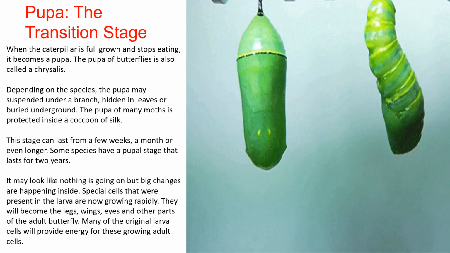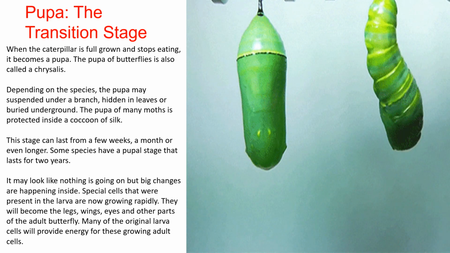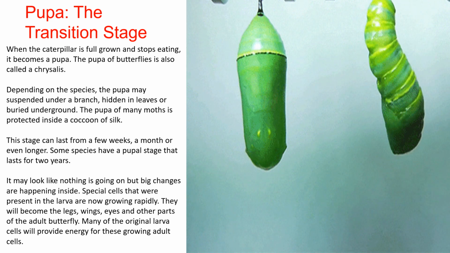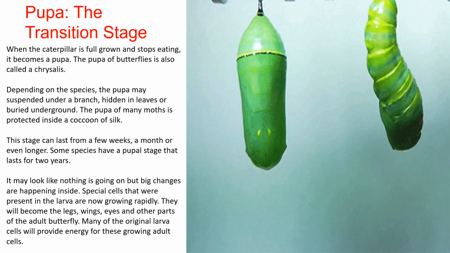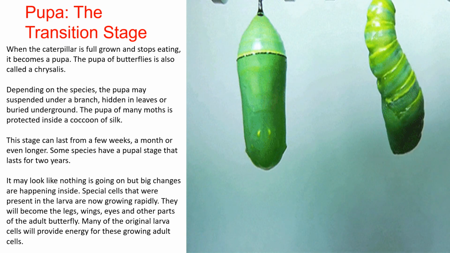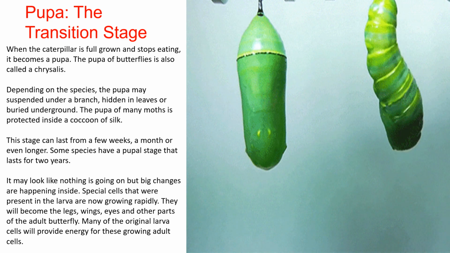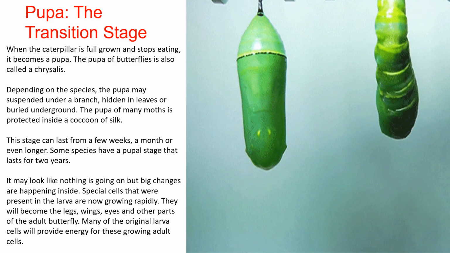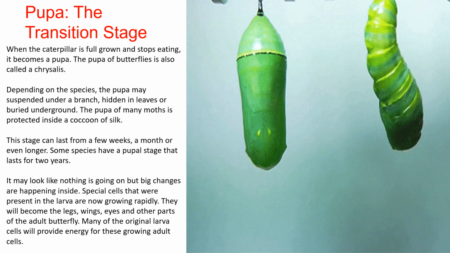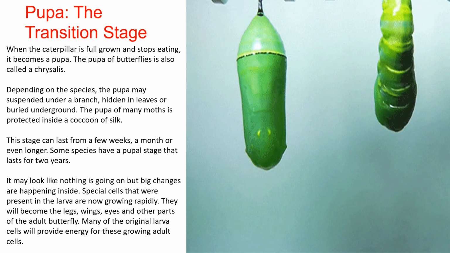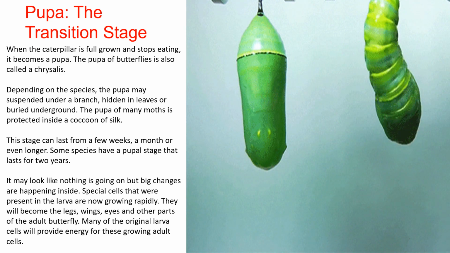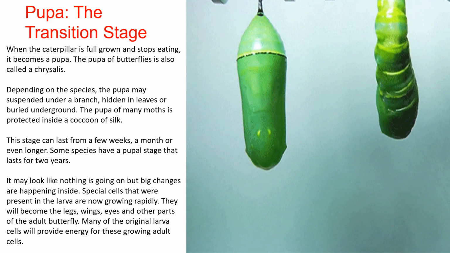Pupa, the transition stage. When the caterpillar is full grown and stops eating, it becomes a pupa. The pupa of butterflies is also called chrysalis. Depending on the species, the pupa may be suspended under a branch, hidden in the leaves, or buried underground. The pupa of many moths is protected inside a cocoon of silk. This stage can last from a few weeks, a month, or even longer. Some species have a pupal stage that lasts for 2 years.